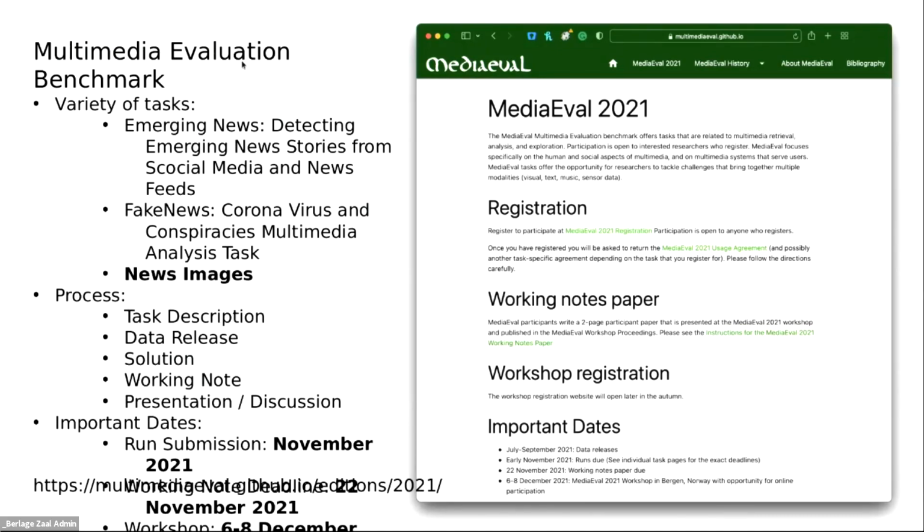Then the participants work on a solution. They usually have a couple of months' time to come up with something. They describe their results and observations in a working note, and the working note is then presented in the workshop session, which will take place this year in December, and it will be a virtual event. We were hoping that we could have it in person in Bergen in Norway, but we decided it's probably easier for everyone to attend the online event. The deadline for submitting a solution is November 2021. So as you see, you still have time. We have September now, so you can still work on it, and I would encourage you to do so.